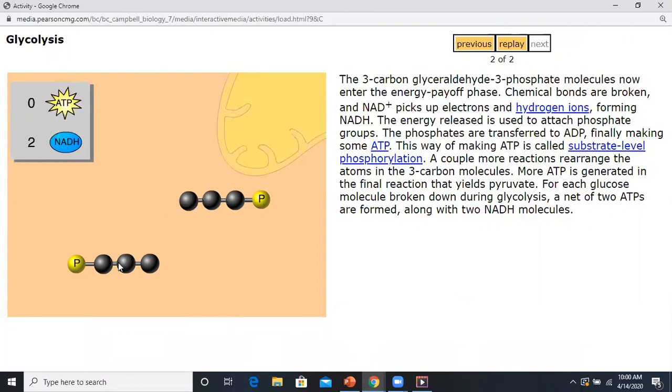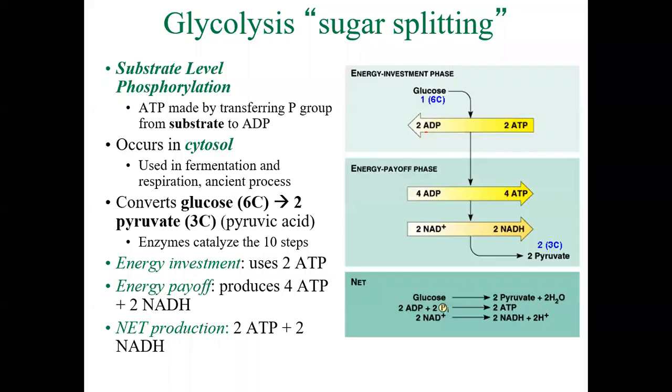So these phosphates can still be removed. They get shuffled over, they get hydrolyzed, and then you can make 2 more ATPs. That gives you a net production of 2 ATPs and 2 NADHs. So when you jump back to this, let's look at what you should at least be able to understand, which is the payoff. You get 2 ATPs produced and 2 NADHs. You do make 4, but remember you had to use 2 ATPs to get there.